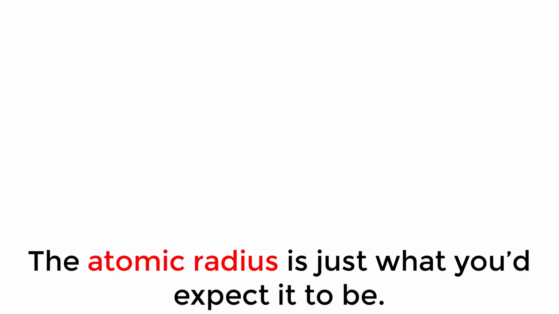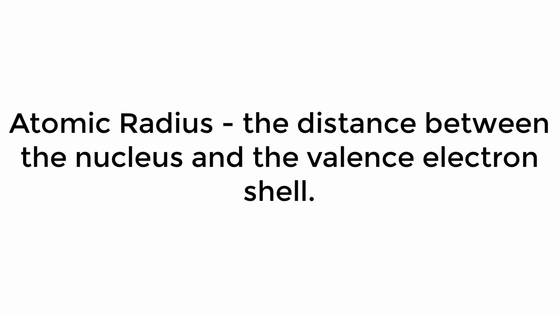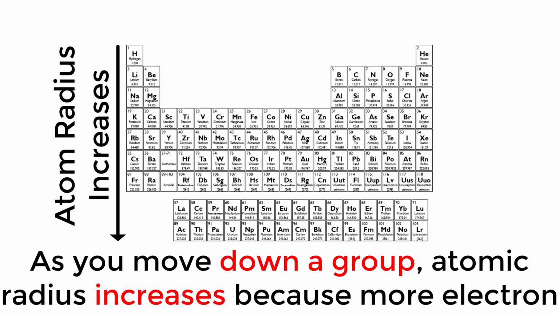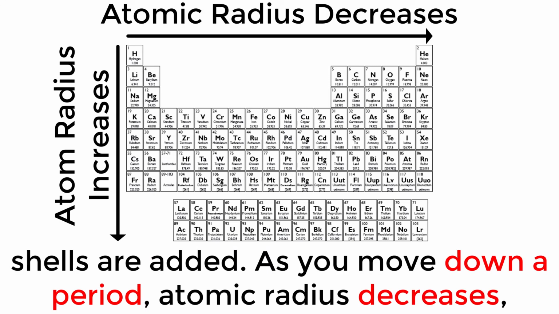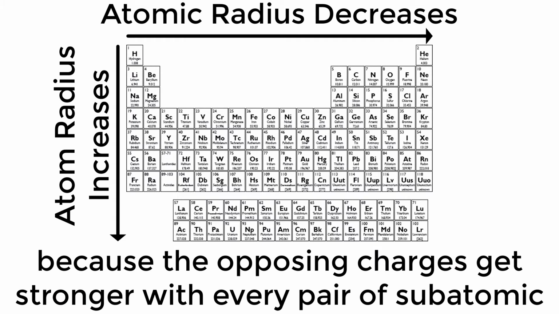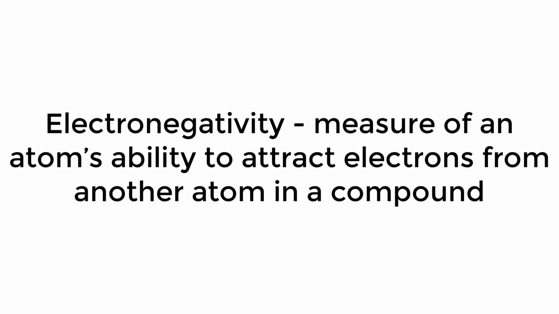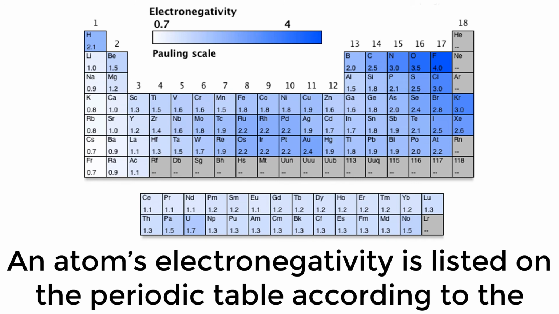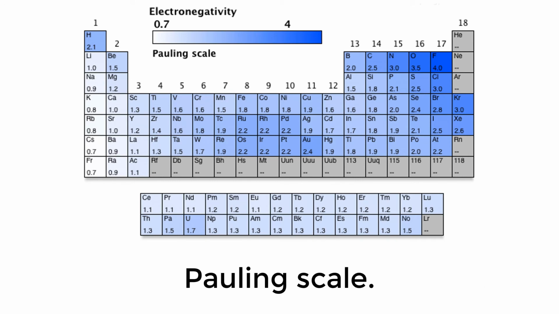The atomic radius is just what you'd expect it to be, the distance between the nucleus and the valence electron shell. As you move down a group, atomic radius increases because more electron shells are added. As you move down a period, atomic radius decreases because opposing charges get stronger with every pair of subatomic particles. Electronegativity is the measure of an atom's ability to attract electrons from another atom in a compound. An atom's electronegativity is listed on the periodic table according to the Pauling scale.